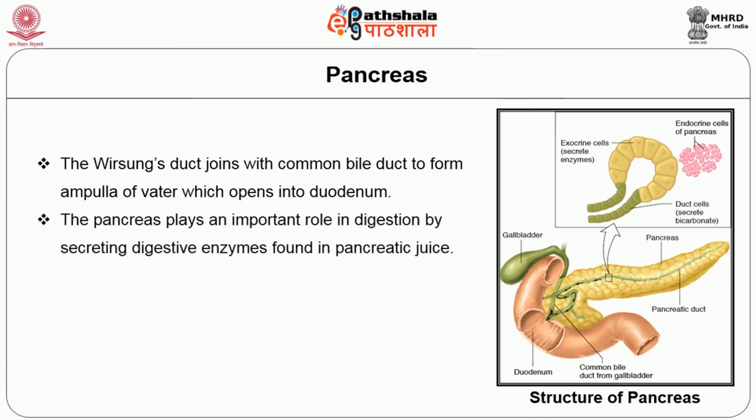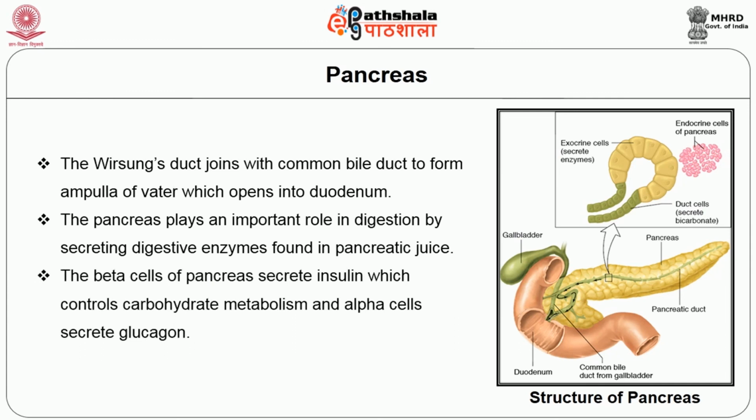The pancreas plays an important role in digestion by secreting digestive enzymes found in the pancreatic juice. The beta cells of pancreas secrete insulin, which controls carbohydrate metabolism, and alpha cells secrete glucagon. Thus, to ensure proper digestion and absorption of ingested food materials, the integration and coordination of the digestive organs and its activities are vital and necessary.